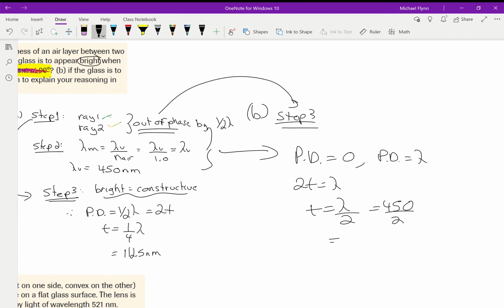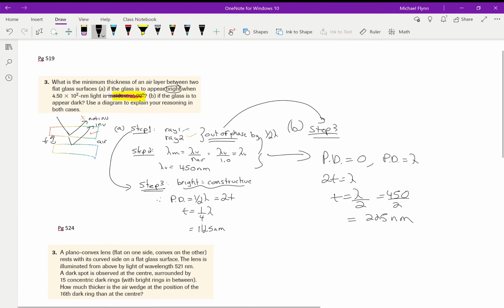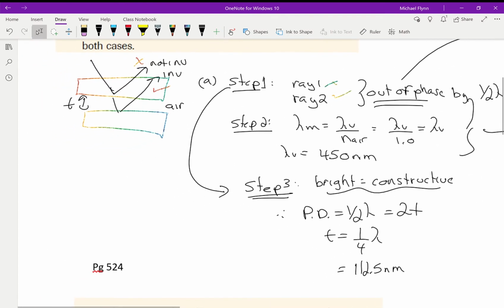That one's easy, you math geniuses out there, 225 nanometers. So that's how you do questions like that with the glass. It's just like a thin film question. We do it the same way. The only difference is you have glass, air, glass, and that's it.